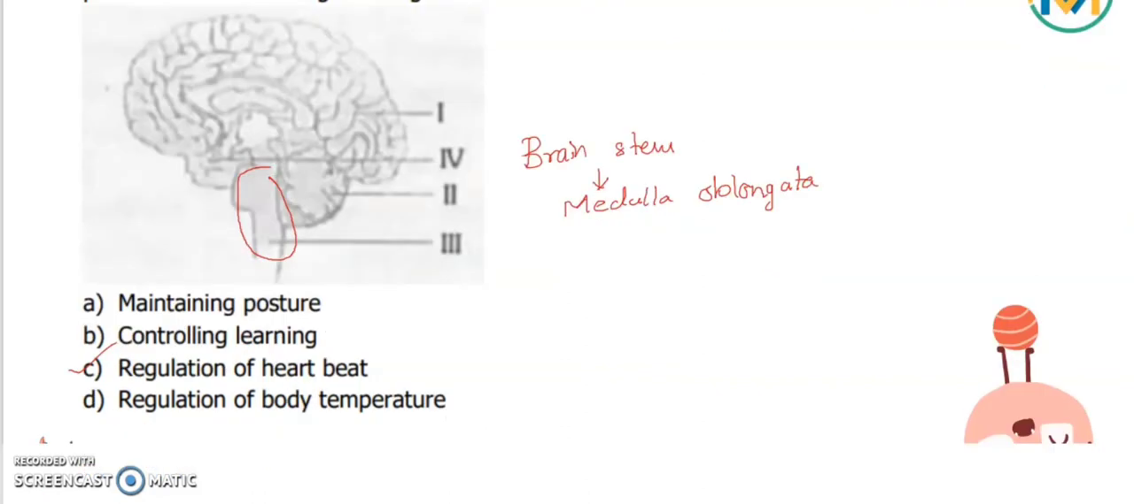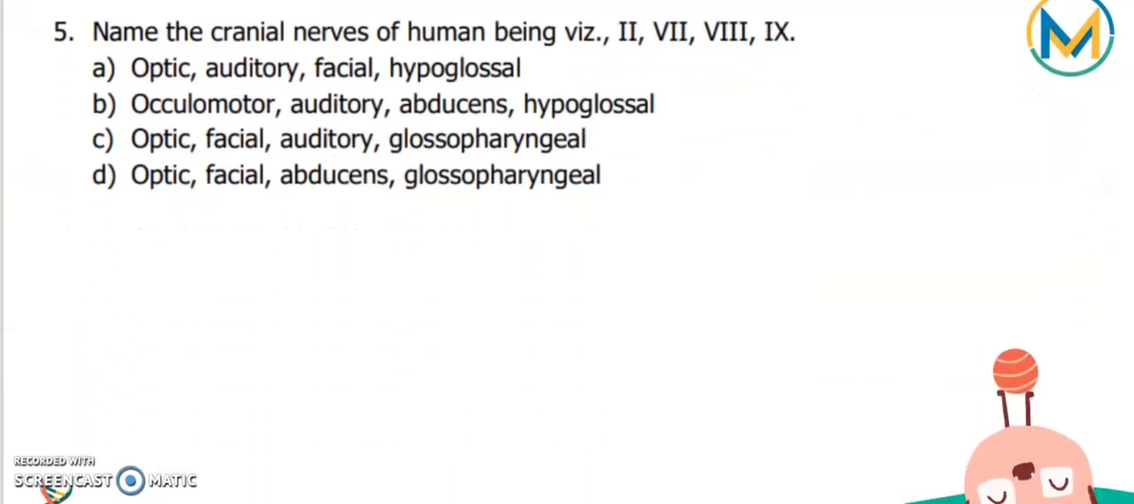And the last question, name the cranial nerves of human being, which is second, 7th, 8th and 9th. So we know that the second cranial nerve is an optic nerve. 7th cranial nerve is facial nerve. 8th cranial nerve is auditory nerve and 9th cranial nerve is glossopharyngeal.